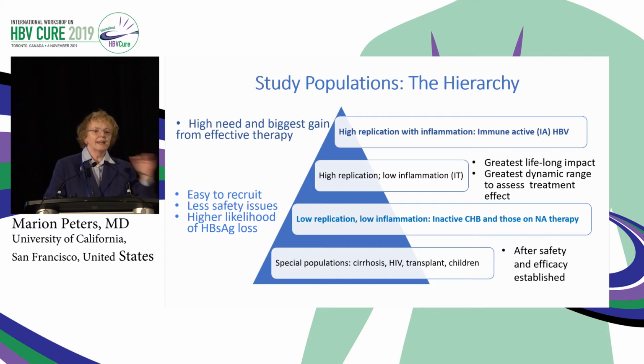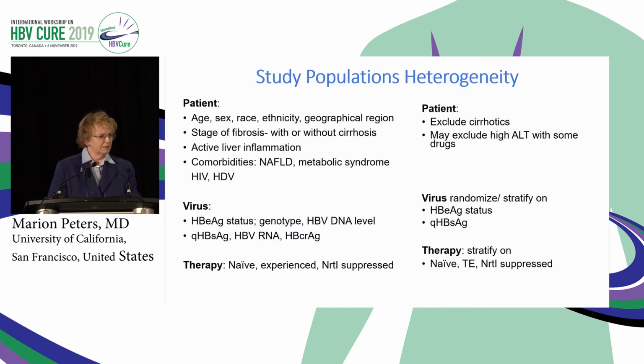The low replicating, low inflammation, either inactive or chronic infection rather than hepatitis, or those controlled on nukes, are the easiest to recruit because they're most of our patients. They have less safety issues. They have actually a higher likelihood of S loss because they tend to have lower quantitative surface. And I think if we're talking about special populations, cirrhotics, HIV-infected, transplant, and children, they should really wait till we have more safety and efficacy.